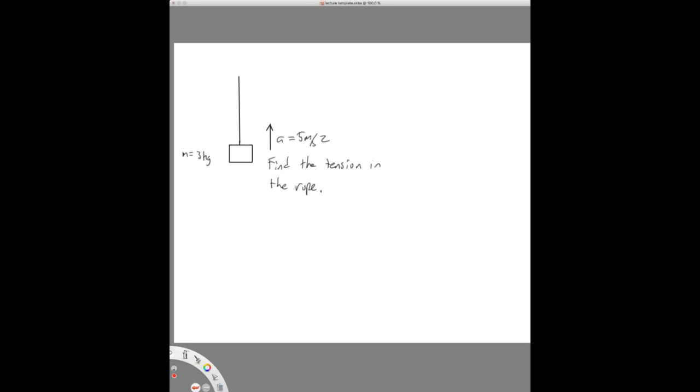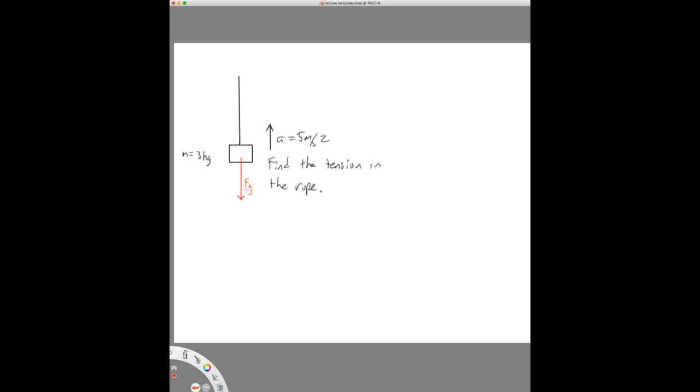So someone tell me one force that would be acting on this mass. Anyone? One force. Gravity. I knew someone was going to say gravity. I wasn't sure who's the gravity person, but there's always one person who's like, gravity. Good for you. All right. So I'll draw the force of gravity in there.